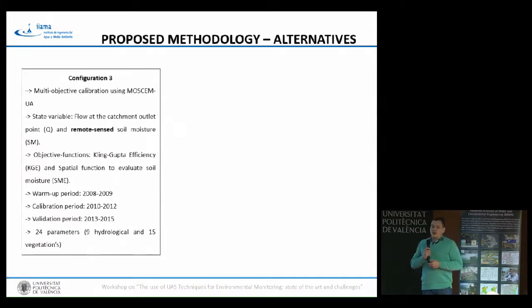The objective function applied to the temporal state variable was the Kling-Gupta efficiency, and to the remote sensing, which is our spatio-temporal variable, we applied an index that we call a soil moisture estimator. The algorithm was the same, the MOSEM-UA.